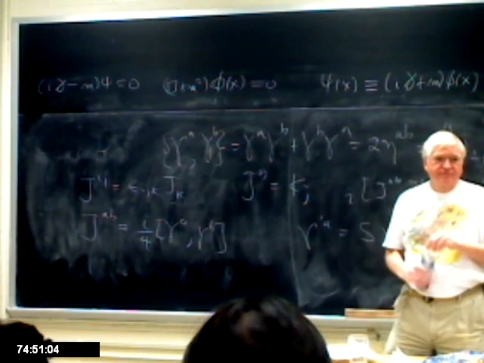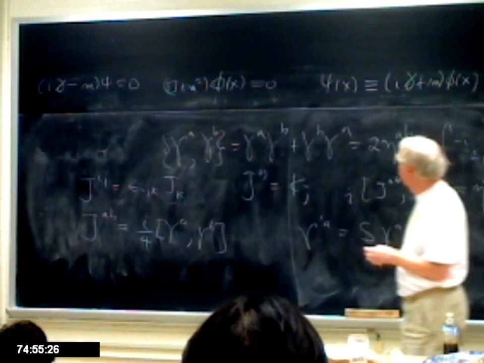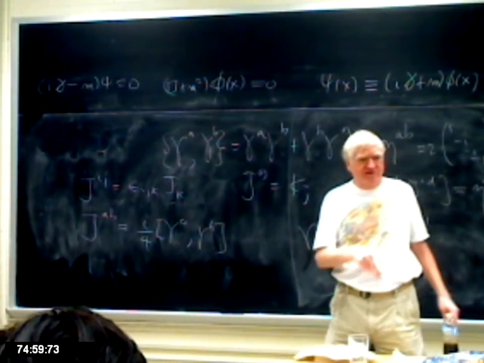Isn't psi a four vector? You said psi is just one. No, phi is a four vector. Well, phi is a four component object. It's not a four vector. It's a four component object.